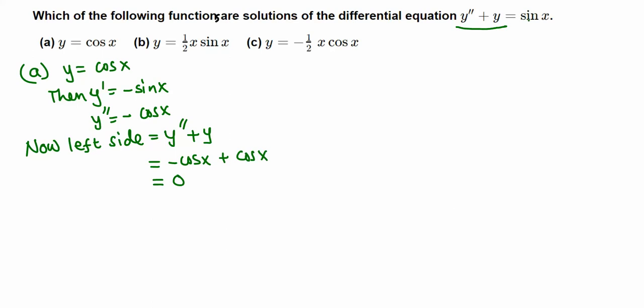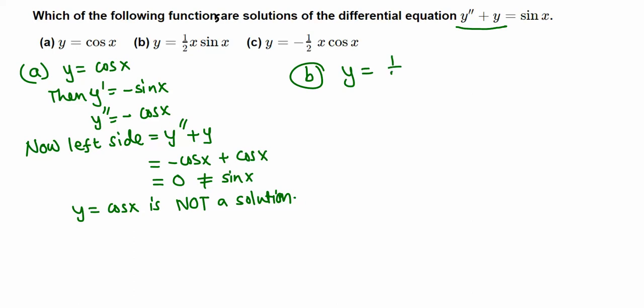We were supposed to get sine x, but we got 0. That means this is not a solution. This is not equal to sine x, that's the right hand side. So y equals cosine x is not a solution. Okay, let's try part B.